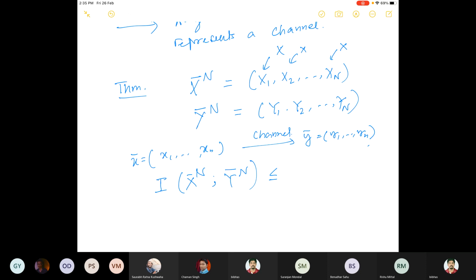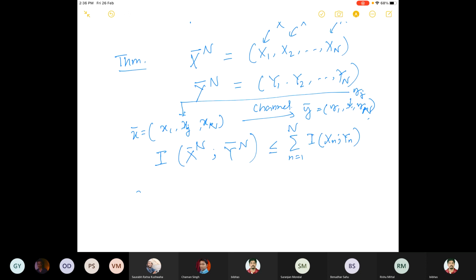Previously we talked about discrete memoryless source. Here we are talking about discrete memoryless channel, meaning if you just pick the jth outcome, let's say yj, that depends only on the input xj, the jth input. So this is what it is. Now, this is less than or equal to the sum of the average mutual information between xn and yn, these are the individual random variables, and n equals 1 to capital N.